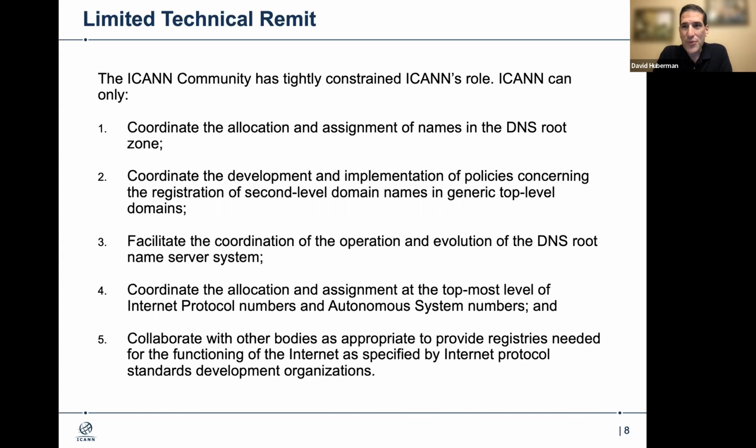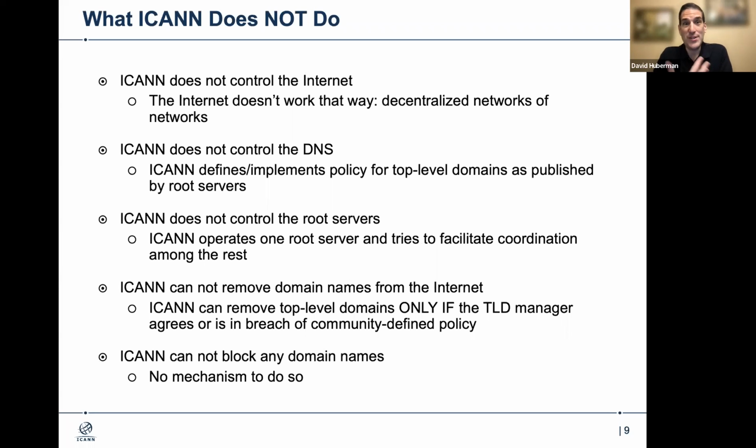One of the most well-known things we do, of course, is allocate and assign IP addresses and autonomous system numbers. And as well, the 5th one is what we just talked about, which are these protocol parameter registries, okay? Just as importantly as what we do is what we don't do. And these are very, very common misconceptions. My mother still thinks I control the internet because I work at ICANN. ICANN really doesn't control the internet in any way, shape, or form, because the internet isn't built that way.